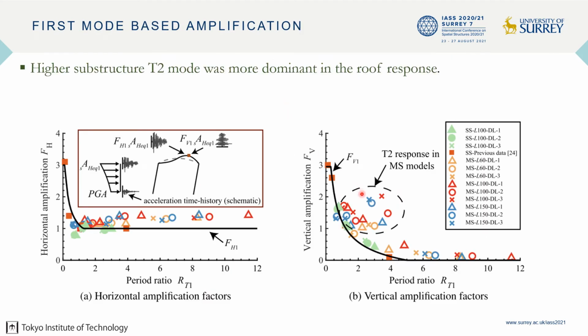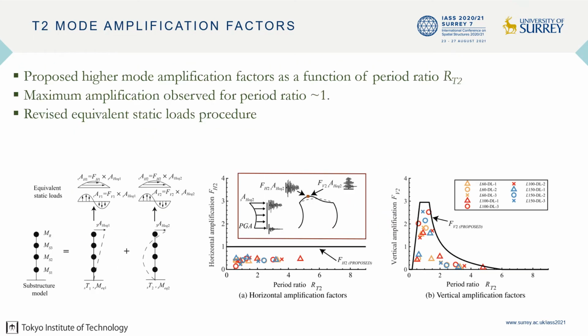When we estimated the amplification factors using only the T1 mode response, we found that the amplification factors were higher than the proposed T1 mode's amplification factors, which means that the T2 response is dominant in this region. Therefore, we proposed higher mode amplification factors as a function of the period ratio RT2, which is the ratio of the period T2 to the O1 mode.